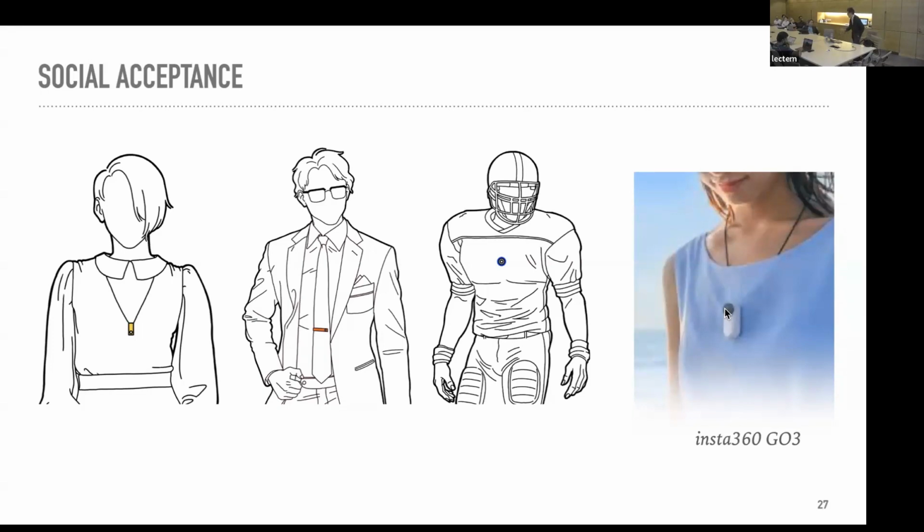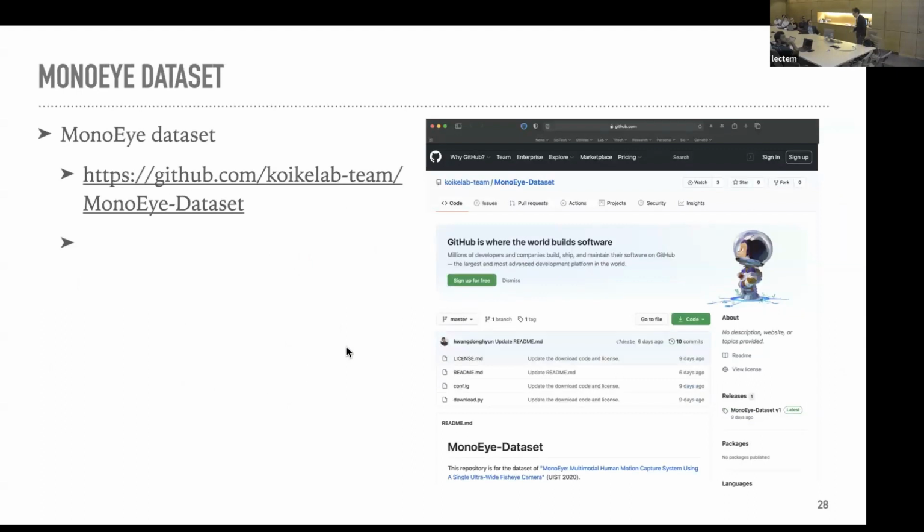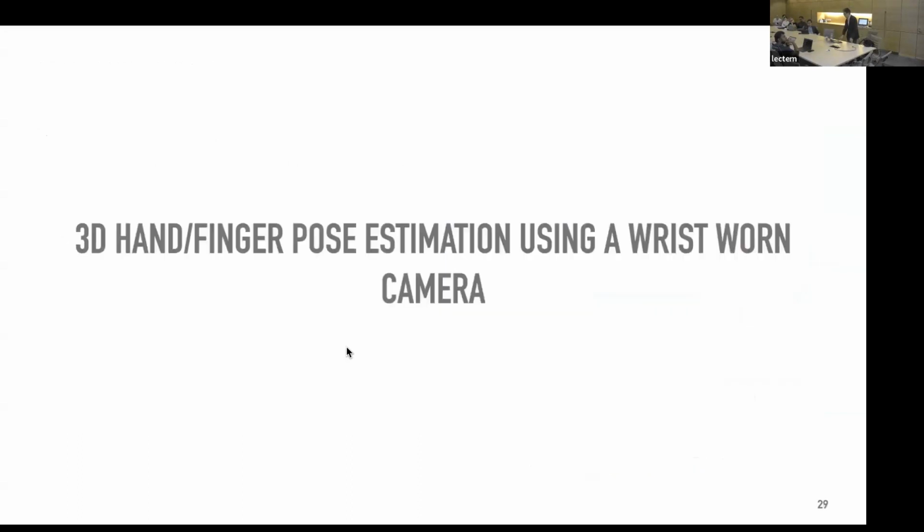If this camera has 280 or 250 degrees of viewport, we could do the same things by using these small cameras. Our dataset is open in our GitHub. So if you are interested, you can use our dataset freely.